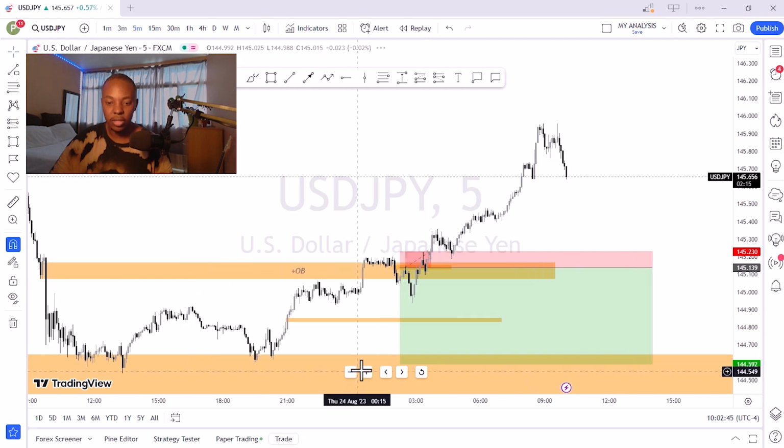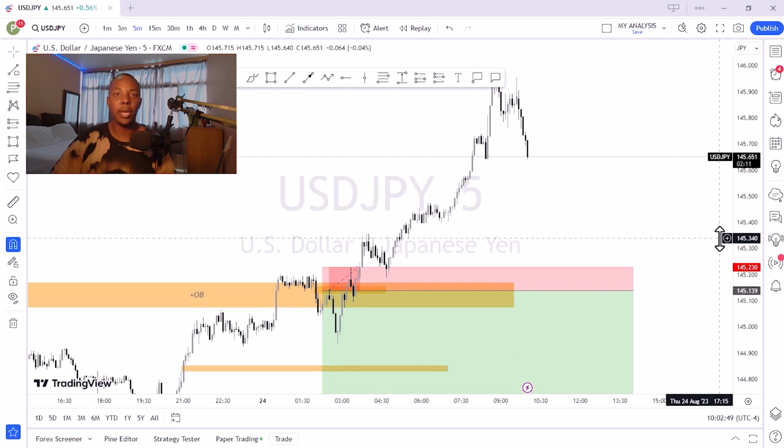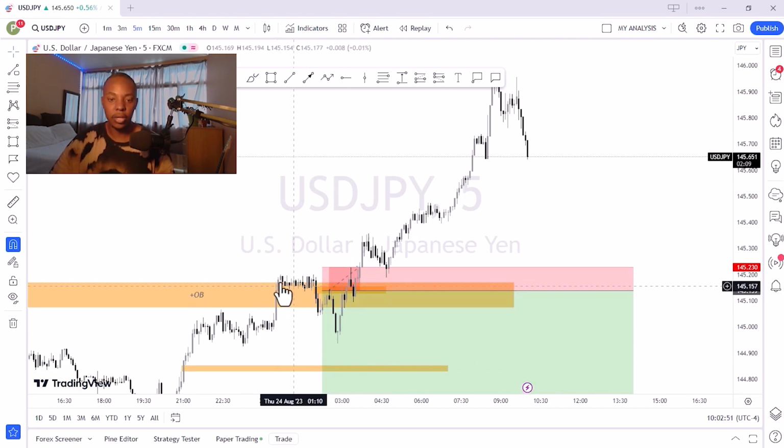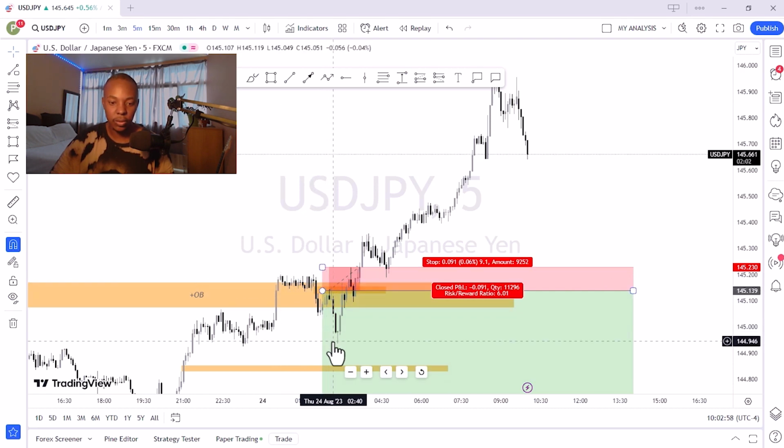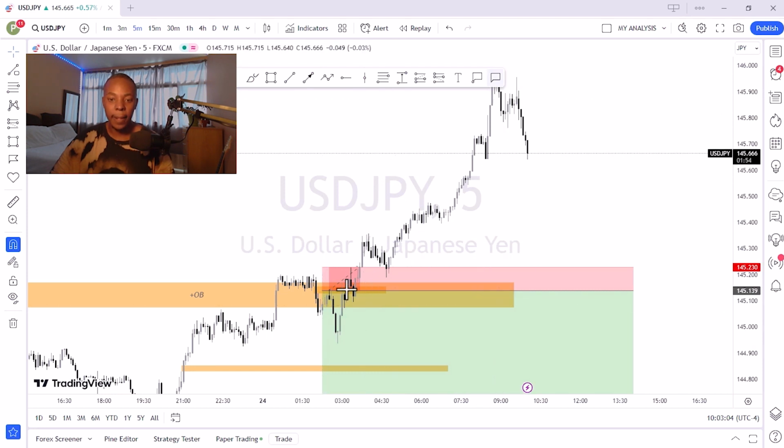One thing that I forgot on this trade is that I forgot to apply the power 3. There's the accumulation, the manipulation, and then we have the distribution. You have the displacement to the upside. As you can see, it did play out all the way up there.